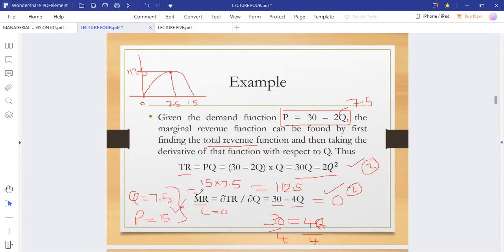You get your 3 max for this. And finally, they ask you what is the actual total revenue. Total revenue, you can substitute this Q, the 7.5, in this function here, or just multiply the price times quantity directly to give you the total revenue at which those are the price and quantity that maximizes total revenue.